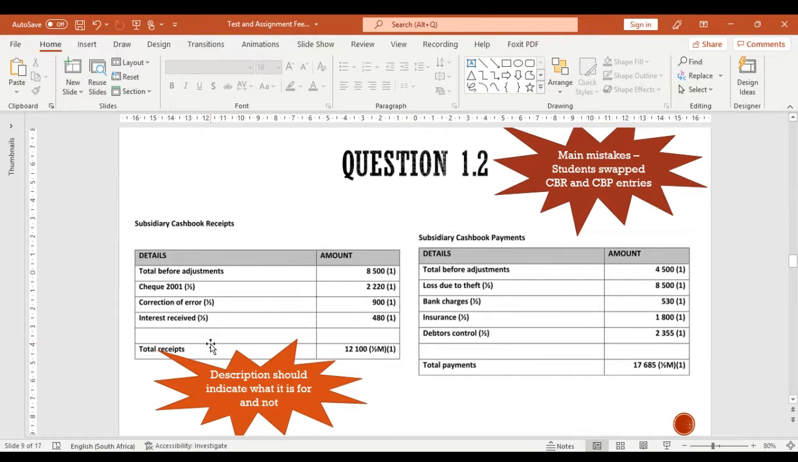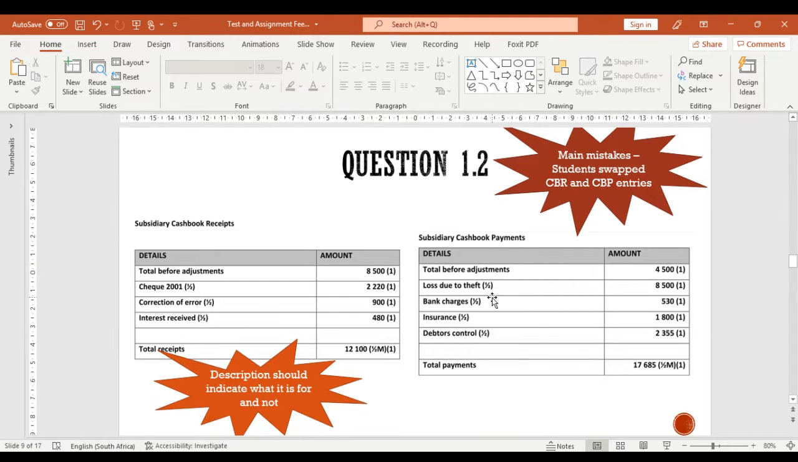So the adjustment entries that went through the cash book receipts was the check that we cancelled for 2,220 Rand. Then the correction of errors, so that is where we recorded more in our cash book payments than we should have. To correct that mistake, we put the difference into a cash book receipts, and then the interest received but not recorded. And then this total receipts amount should have been transferred to question 1.3. Okay, so the total receipts.